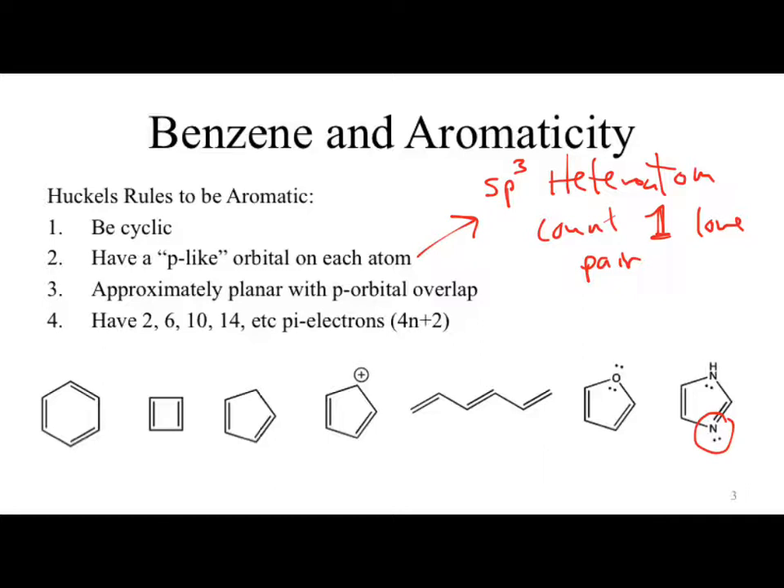sp2. Okay, as far as counting our electrons, it has to be sp3. We can't count that lone pair. So if you see a heteroatom within the structure, don't immediately assume those electrons are part of your pi system. Don't assume they're not part of it. Evaluate its hybridization. If it's sp3, you can count one lone pair, which is why when we looked at our oxygen structure, we could count one of those lone pairs, but we did not count the other.